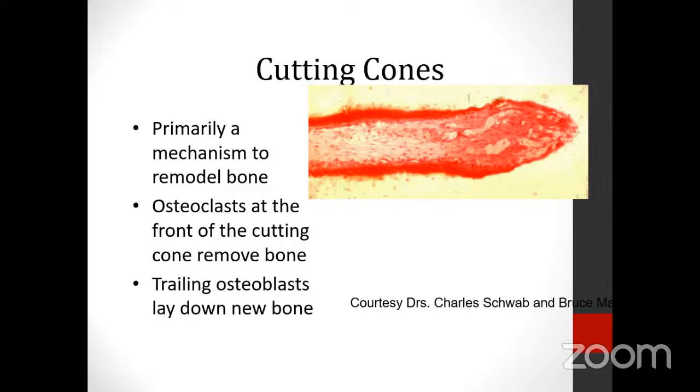So it is, as you see in this slide, primarily a mechanism to remodel bone. The osteoclasts at the beginning, which is on your right side, at the tip of the cutting cone, resorb the bone, and at the tail of the cone will be active osteoblasts that lay down new bone. Next, Martha.